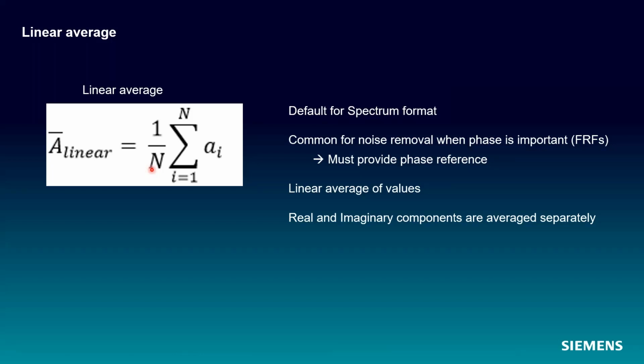And if you have a complex number like a spectrum where there's a real and imaginary component to that, those real and imaginary components will be averaged separately. So all the reals will be averaged and then all the imaginaries will be averaged, and you'll end up with an average complex number.